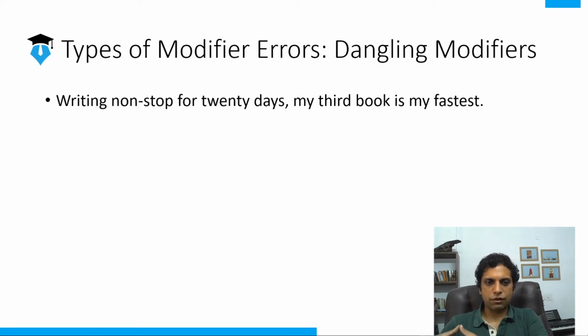In the second category, dangling modifiers, basically the subject of the modifier is alluded to in the sentence. The focus of the modifier is referred to in the sentence but actually isn't present. For example, writing non-stop for 20 days, my third book is my fastest. The subject of the sentence is what? Is it me or is it my book? It's the book. But is the book writing non-stop for 20 days? No. I have been writing non-stop for 20 days. I am not even present in the sentence. It says my third book, not me or I.